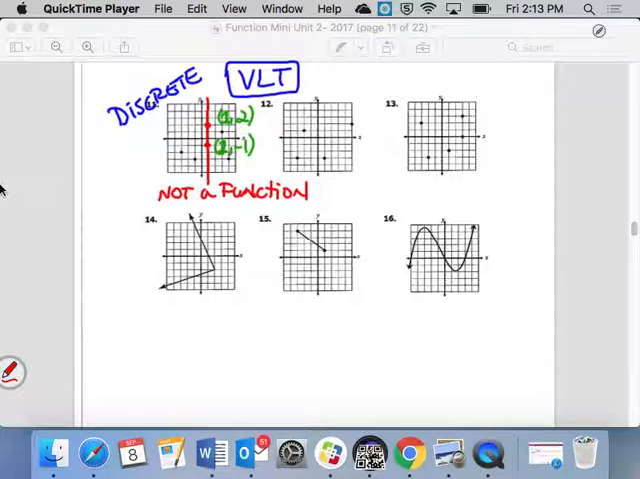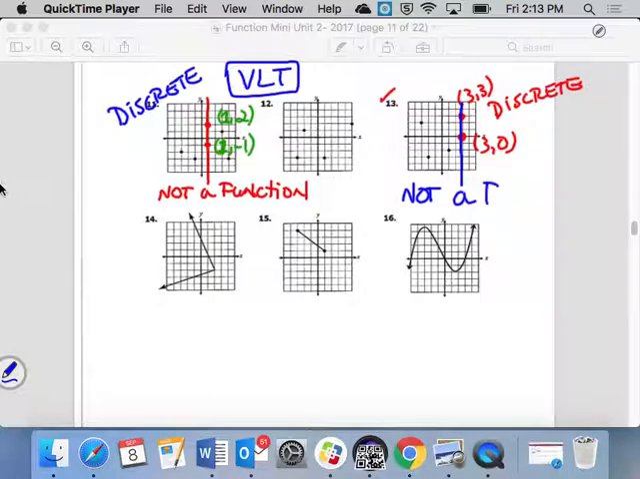Let's look at number 13 on the video. When I'm analyzing the points, this is another discrete graph, meaning it's just plotted points that have not been connected. I see that I have a pair of points right here, and that would be 3, 0, and I have the point 3, 3. So I've got the repeating x values, and visually I could connect those 2 points with a vertical line, so I would conclude that this is also not a function.